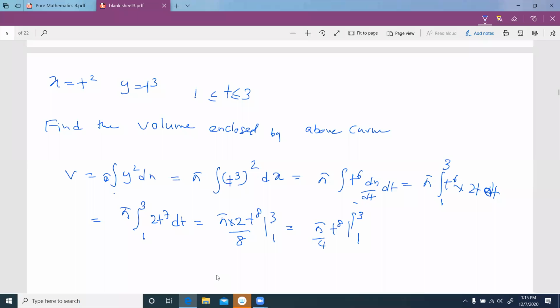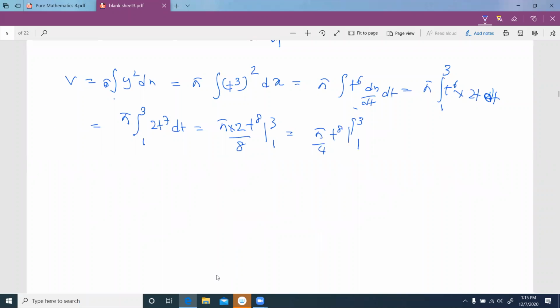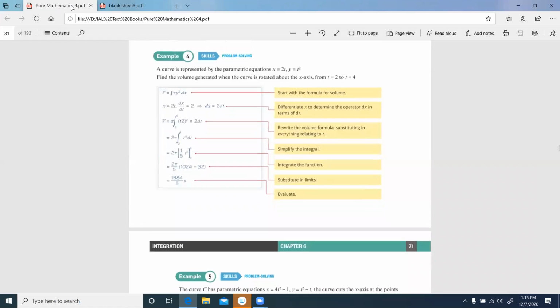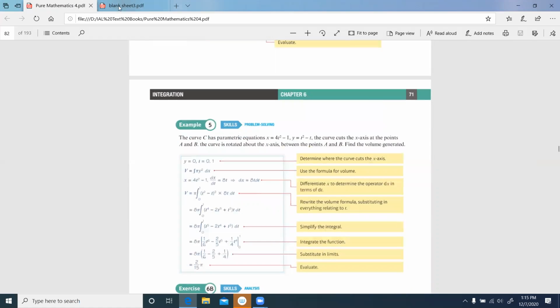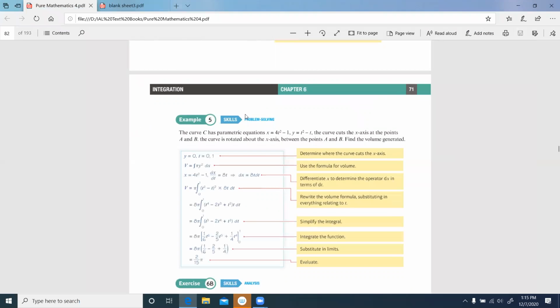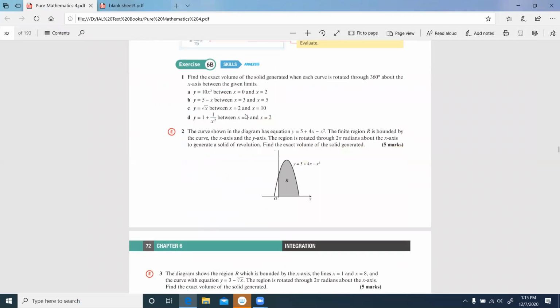So the value would be pi over 4 times (3 to the power 8 minus 1 to the power 8). With that you can get this answer. I think you can manage this kind of question, right? That is a way of getting this answer. I just made a slip there, but it doesn't matter. You just work out accordingly. That is how you need to do these parametric formats.